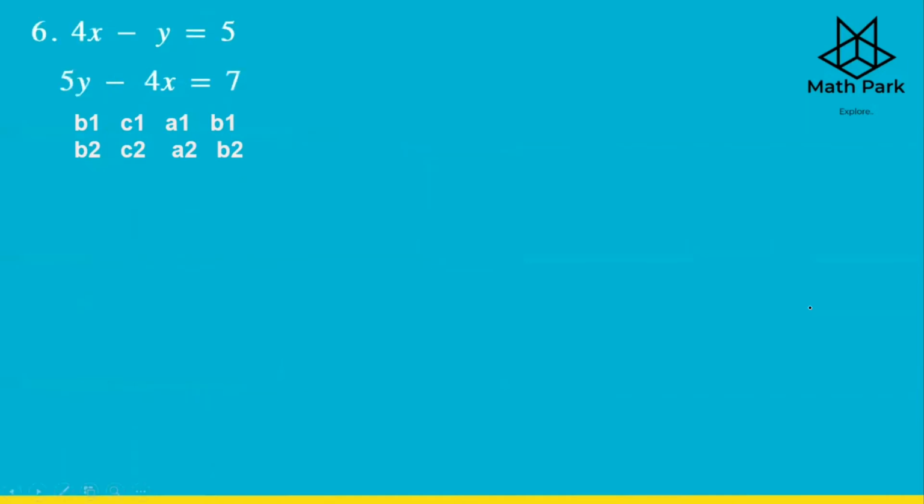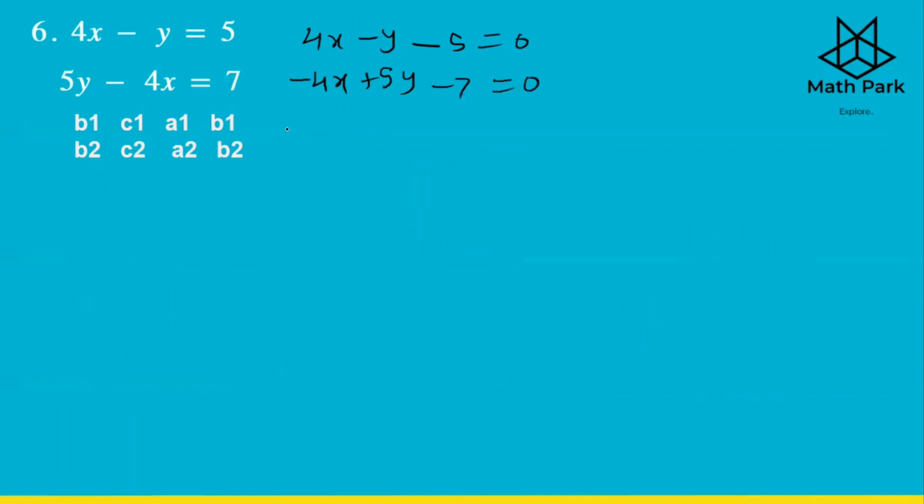Let's move on to question number 6. Again, let us write this in the form of ax plus by plus c. So we get 4x minus y minus 5 is equal to 0. Now here it is 5y, remember. So we have to write the x term under x. So minus 4x plus 5y, and this 7 moves here, it becomes minus 7 is equal to 0.